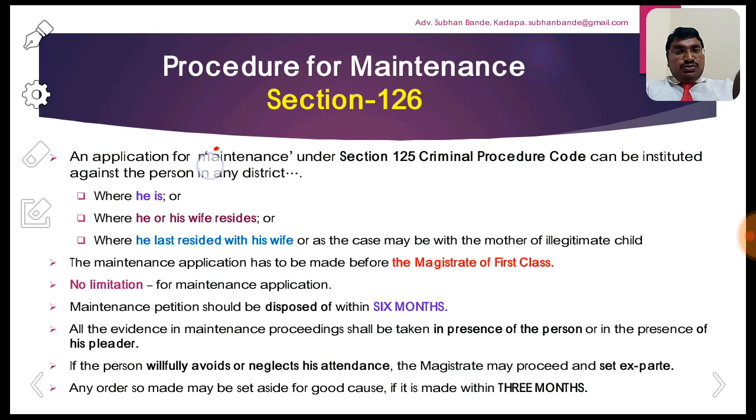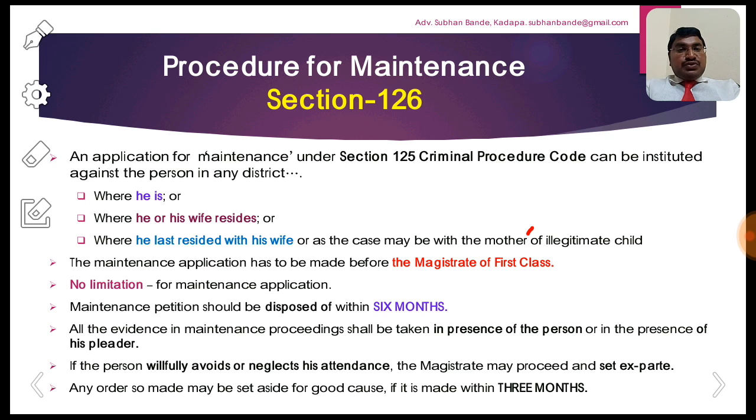It speaks about the jurisdiction. The maintenance application has to be made before the magistrate of first class. The magistrate of first class is the competent court for accepting the application for maintenance. There is no limitation for a maintenance application. The law of limitation, the Limitation Act, does not apply to maintenance under the Criminal Procedure Code 1973.